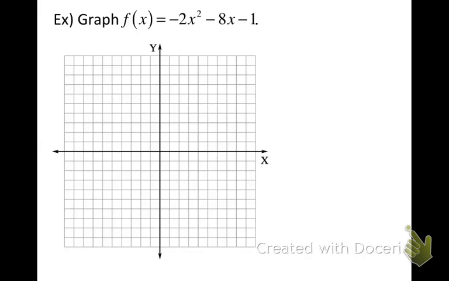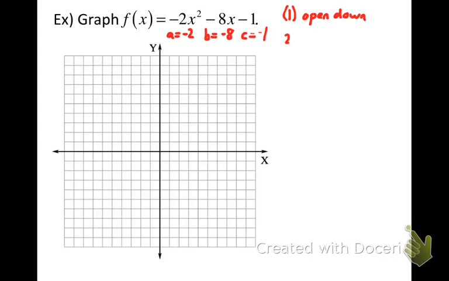Remember, first thing you need to do when given the equation of a quadratic function, or an x squared function, is you need to go ahead and determine what the values of a, b, and c are, and those will be -2, -8, and -1 respectively. Then you want to determine will the graph open up or down. Since a is negative, we know that this graph is going to open downward.